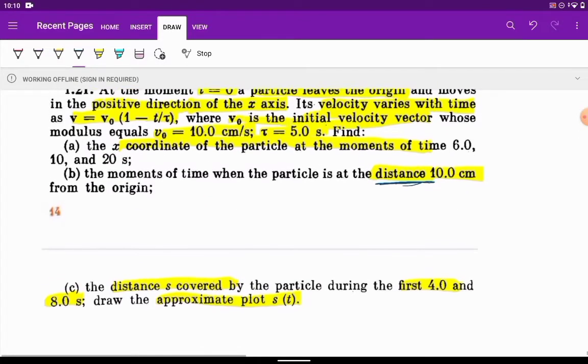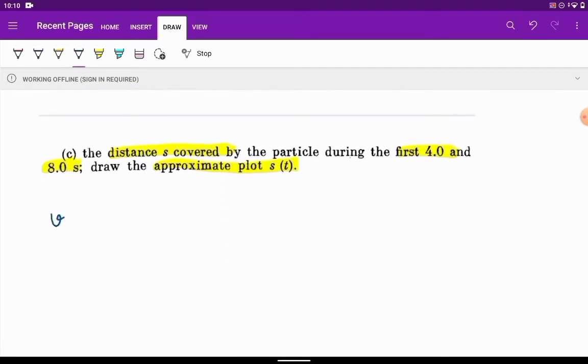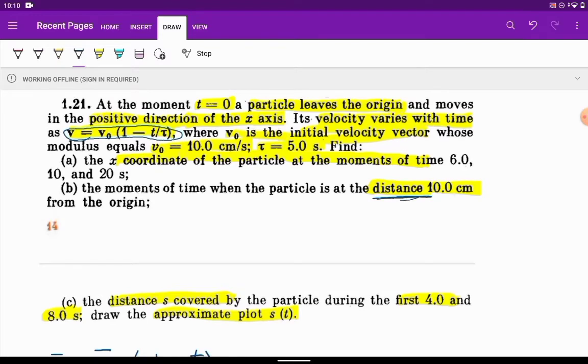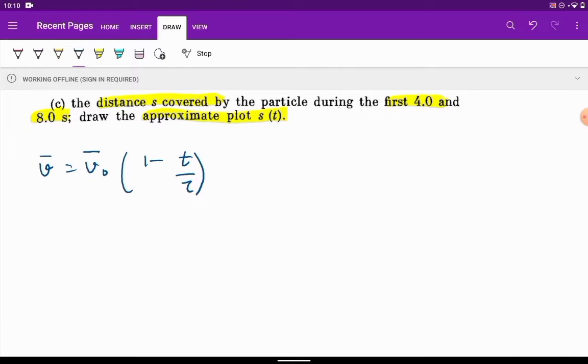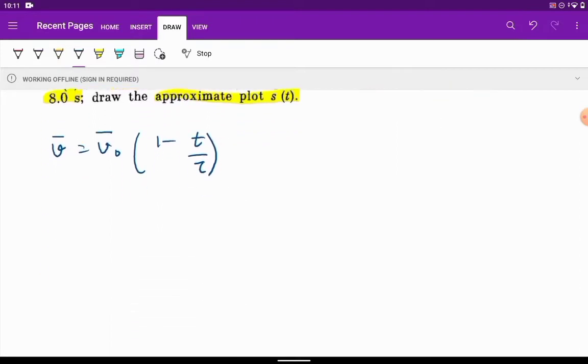Okay, so the first case. First of all, v is this, right? So v is equal to v naught into 1 minus t by tau, right? And we also know that at t equal to 0 it is at origin. So basically, since it is at origin at t equal to 0, whatever displacement is with respect to t equal to 0 is basically the x coordinate, because at t equal to 0 it is at the origin.